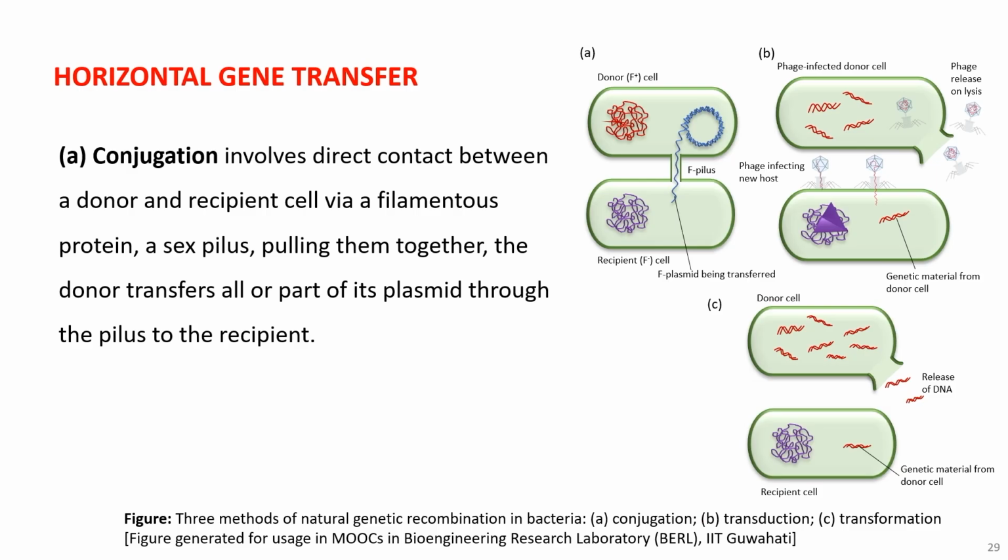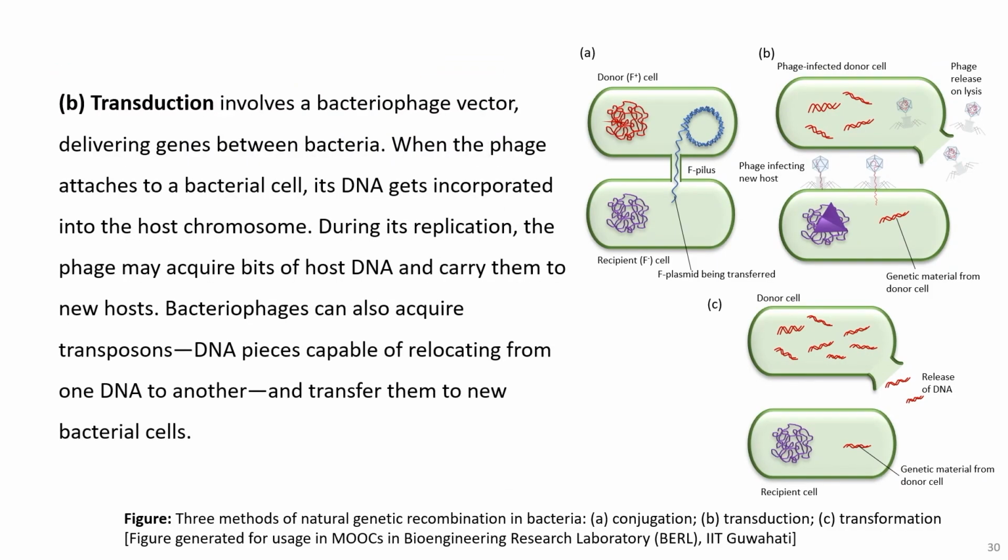So, conjugation is a type of horizontal gene transfer which involves direct contact between a donor and recipient cell via a filamentous protein, the sex pilus, pulling them together. The donor transfers all or part of its plasmid through the pilus to the recipient, as you can see in this picture. Then there is transduction in B, which involves a bacteriophage vector delivering genes between bacteria.